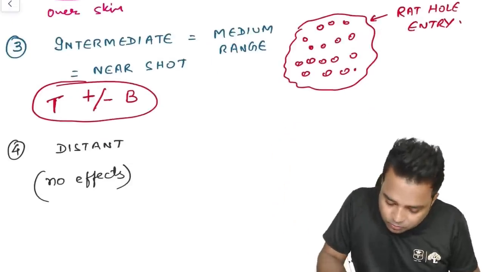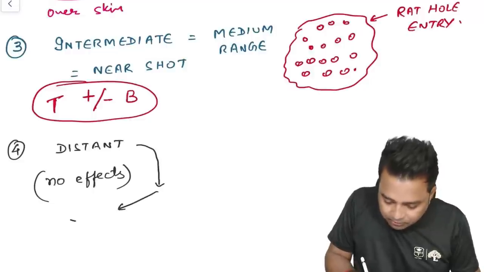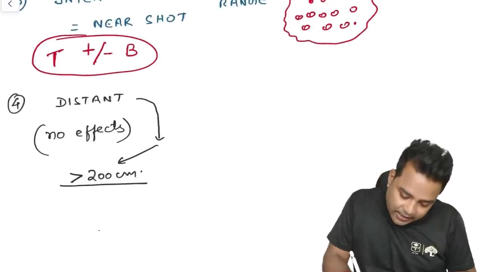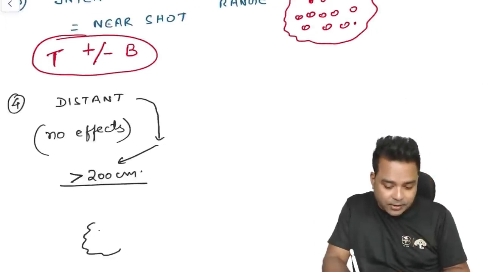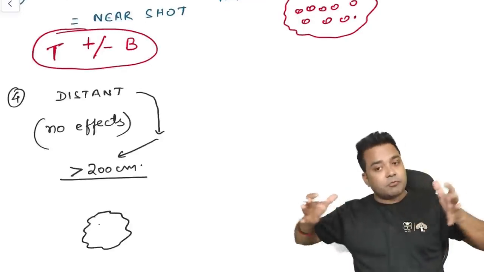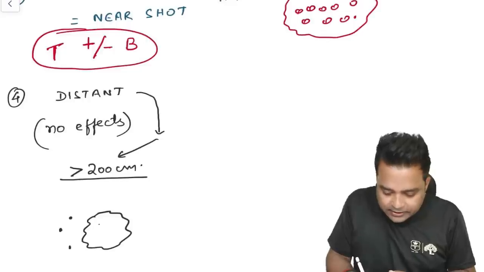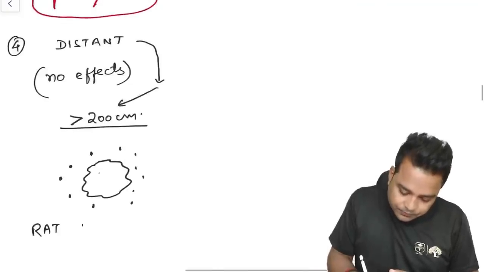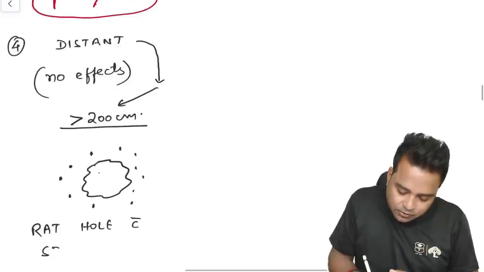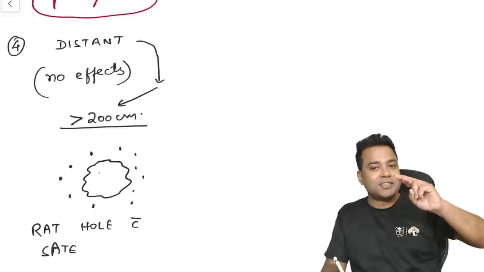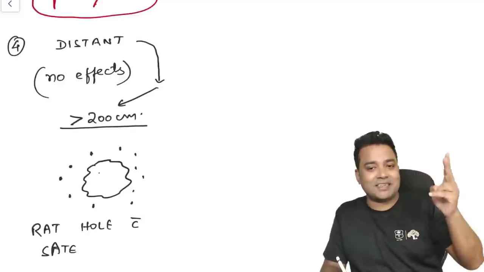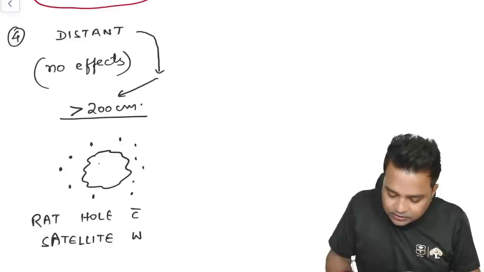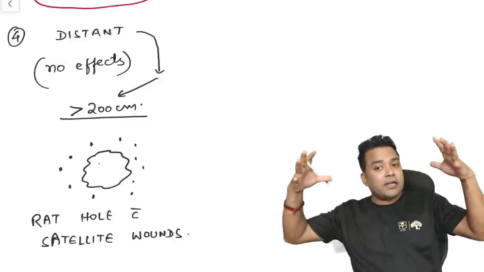So now, two important variations to be remembered here. At a particular distance more than 200 centimeter, some of the pellets will enter to the central rat hole entry, making a rat hole entry. And there will be few pellets which will be widely dispersed. They will enter the body surface like this. And this will be referred to as a central rat hole with satellite wounds. Satellite, you read in Hansen's disease too. There you read satellite wounds in leprosy. Here also there is a satellite wound. So here it is referred to as rat hole with satellite wounds due to those widely dispersed pellets.